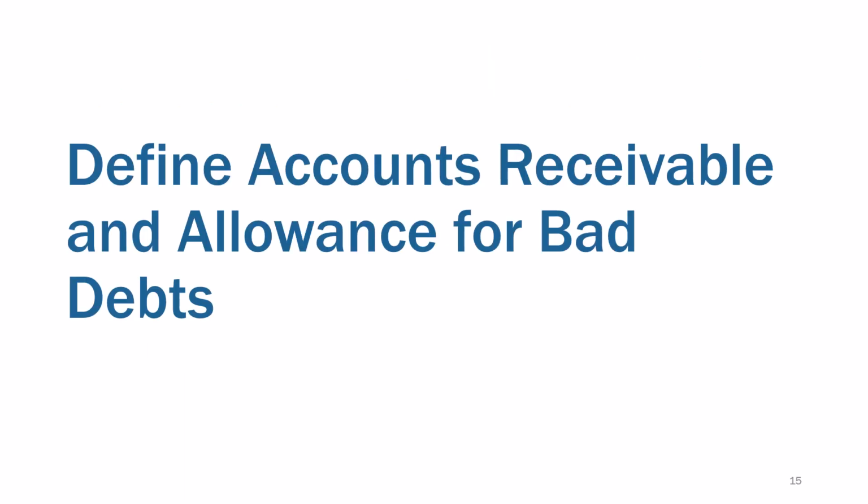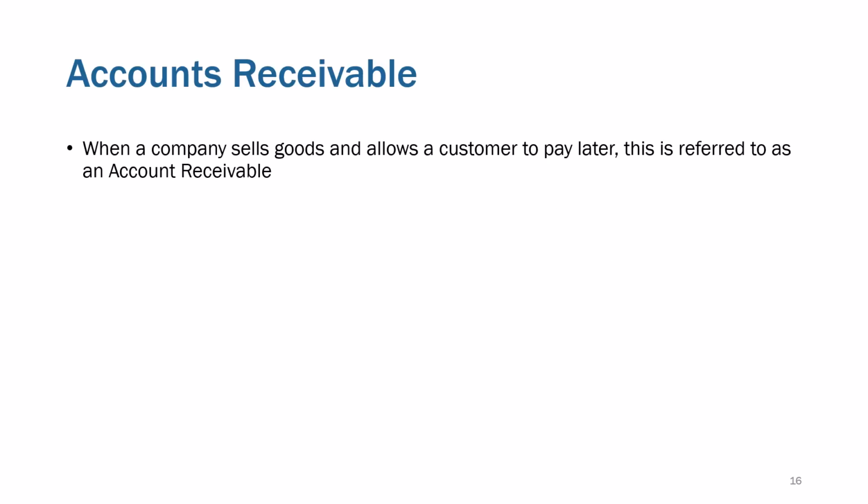All right, define accounts receivable and allowance for bad debts. Now this one is kind of like two different things. We talked about sales, and now we're going to talk about accounts receivable and bad debts. So accounts receivable, when a company sells goods and allows the customers to pay later, this is called accounts receivable, right? Accounts receivable are current assets. They're usually the next one on the balance sheet right after cash.